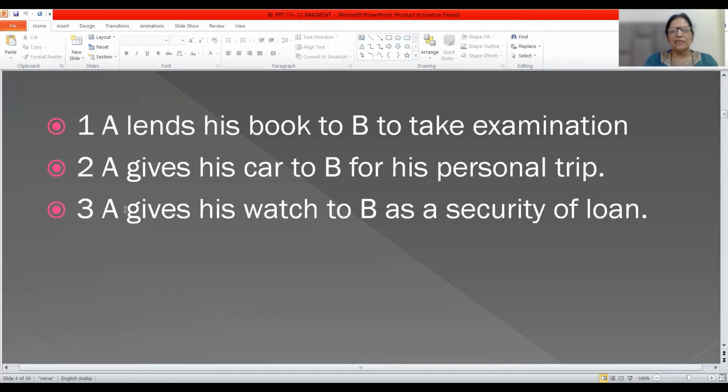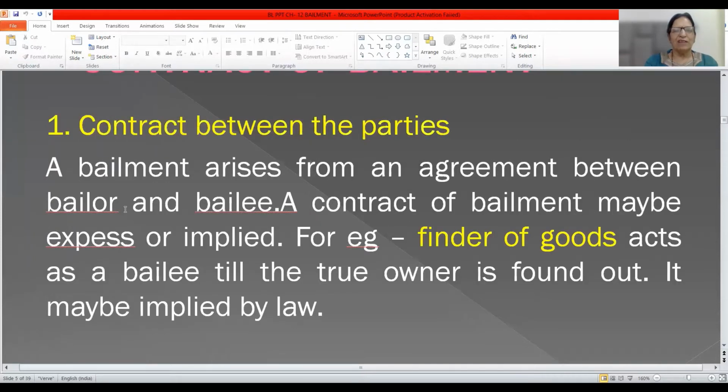A gives his watch to B as a security of loan. So here A needs money and he has given his watch to B, where the watch will be kept as security of the loan. When A repays the debt to B, then B will return the watch to A. So this contract of bailment is non-gratuitous, or in other words, it is with consideration or reward. Friends, I have explained all these terms, and now I will take up the essentials of contract of bailment. When I explain all the essentials, the definition given under section 148 will be very, very clear to all of you. So let us begin now, friends.